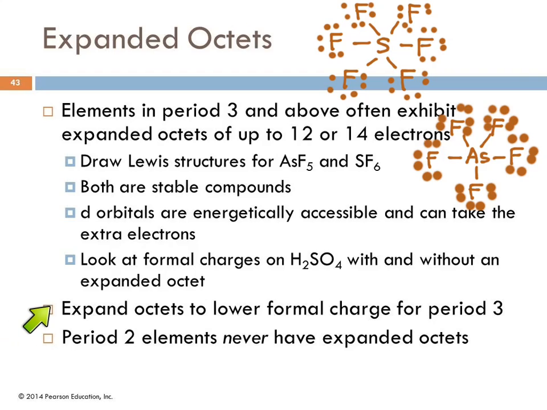What happens is that the expanded octets tend to lower the formal charge for period 3 elements, and that's what we're going to see when we do this. The period 2 elements never have expanded octets. They just can't do it. So boron, carbon, nitrogen, oxygen, fluorine, they cannot do it. The only reason the larger ones can is they have d orbitals that are available.